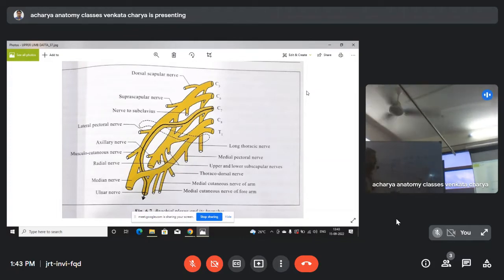Okay, next, come to the posterior cord branches. The posterior cord gives 5 branches: U, L, N, A, R.